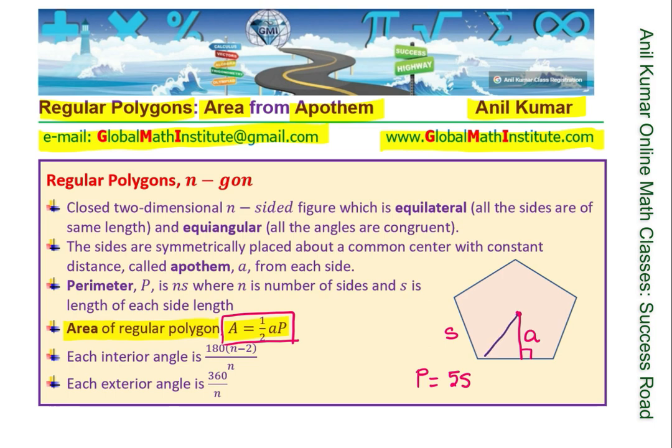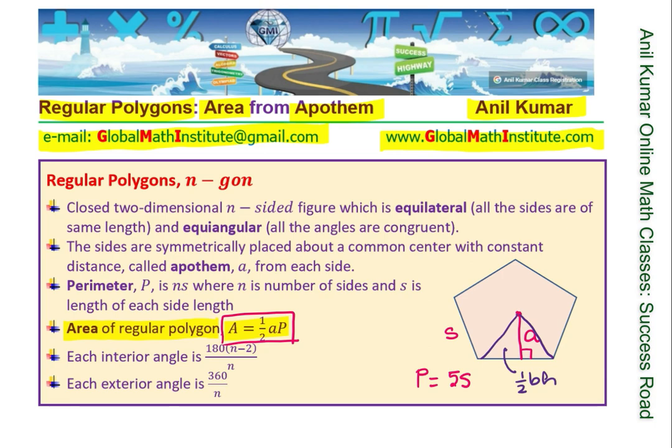If I make a triangle joining the center with two vertices, then we know half base into height is the area of this, right? Height in this case is a, the apothem. Base in this case is the side length s. And then how many triangles do we have? We have the same number of triangles as the number of sides, and therefore the formula makes sense, right? Apothem and perimeter, makes sense, correct?